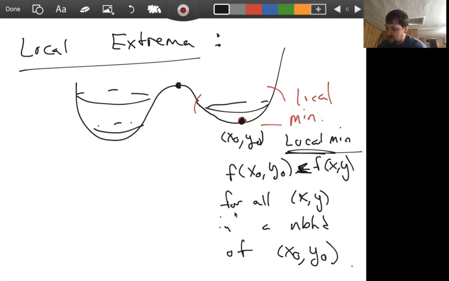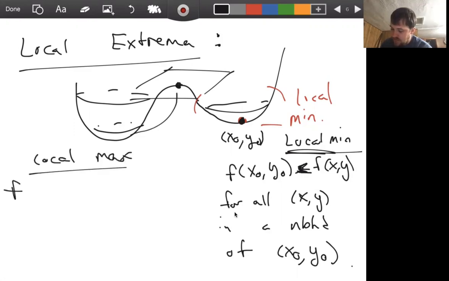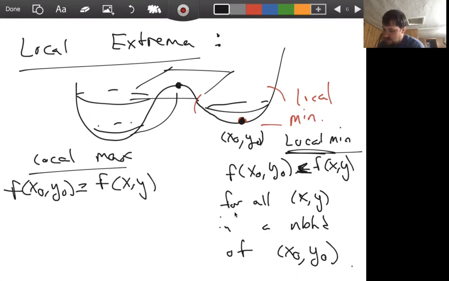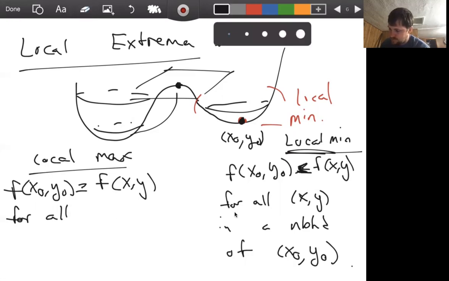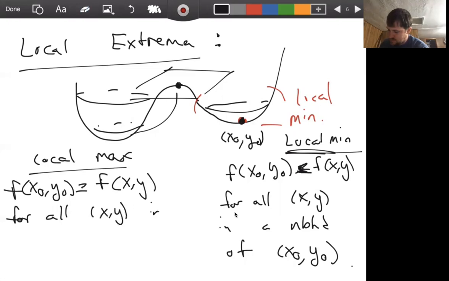And there's an analogous definition for a local max, right? A local max would be that the value of your function is greater than or equal to the function at nearby points, for all x, y in a neighborhood of x naught, y naught, right?